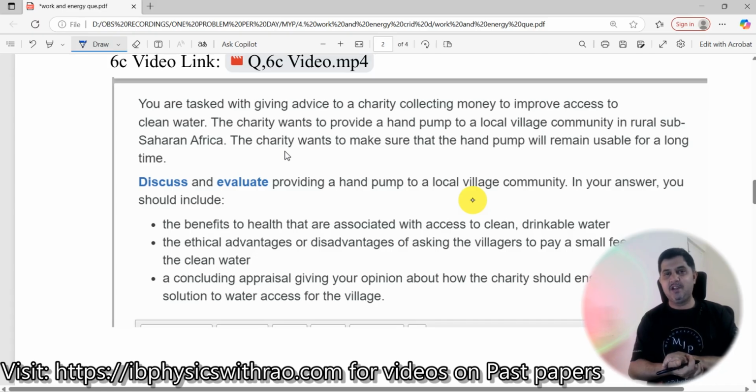Now, you need to write a report, not a letter. When they say letter, you'll be writing to, from, and so on. I don't expect all this in the exam paper. So discuss and evaluate providing a hand pump to a local village community. In your answer, you should include the following. You need to write something like a report which very clearly mentions the need for doing all this. Now, how do you start? This is the most important.